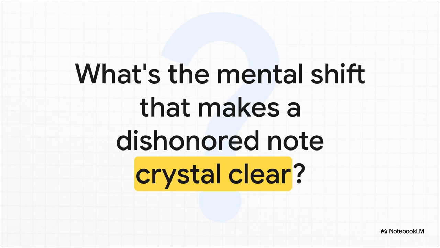So I'll leave you with this one final thought to really lock this in. What is that one mental shift we talked about? The one that takes a super confusing dishonored note problem and makes it a crystal clear, straightforward accounts receivable problem? Really think about that, because internalizing that one idea is the key. That's how you get these questions right every single time on the exam. You got this.